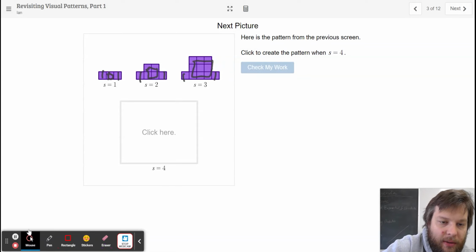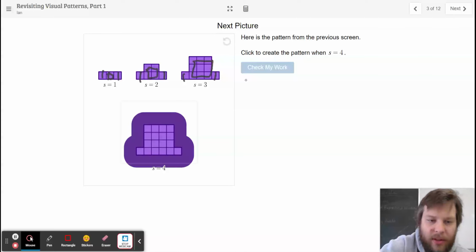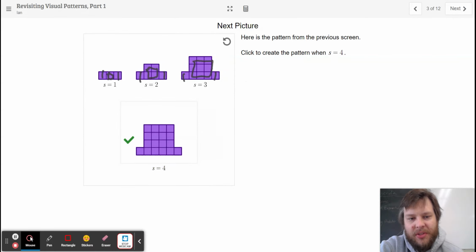And so when I go to try to build it, what I'll do is build a shape that's got a square that is 4 by 4, like this, and then see if that fills in. Good. Maybe you saw it differently, but that's one way to see it. Big square, two little tails on the bottom.